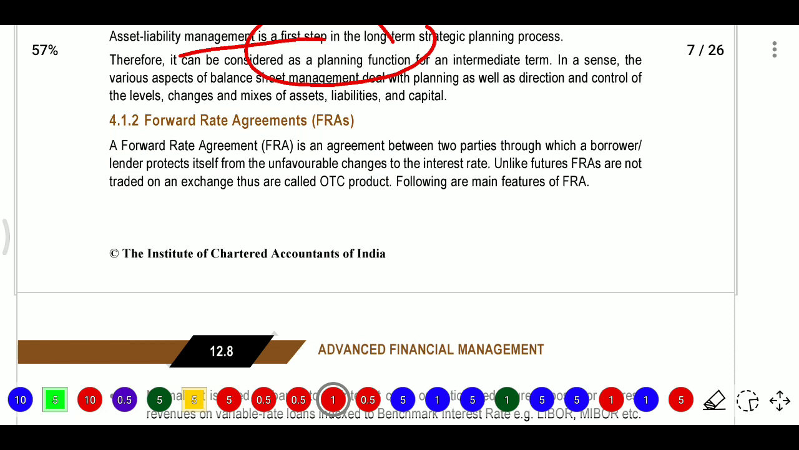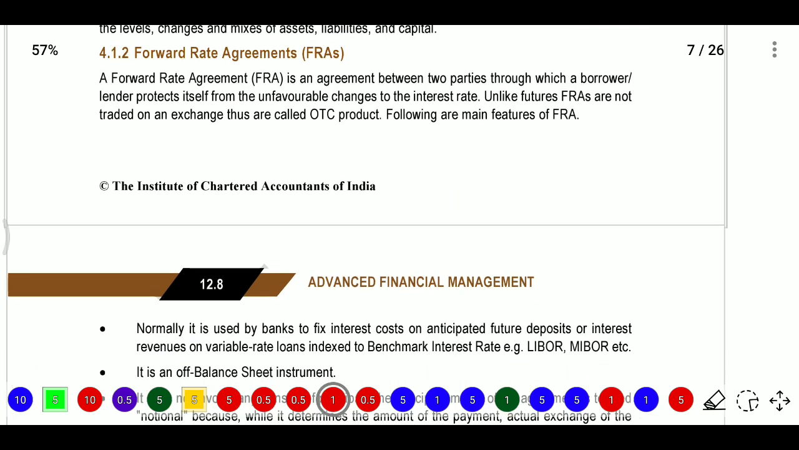Next, another one will be FRA. What is this FRA? We are discussing hedging interest rate risk. To hedge interest rate risk we have two methods: one is the traditional method, another is the modern method. In the traditional method we have further classification into asset liability management, and another one is FRA, that is forward rate agreement. This is one agreement between two parties.